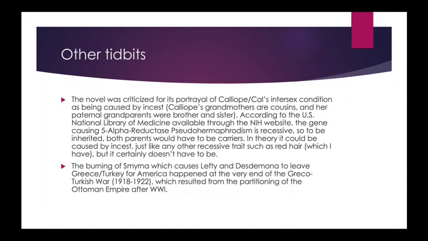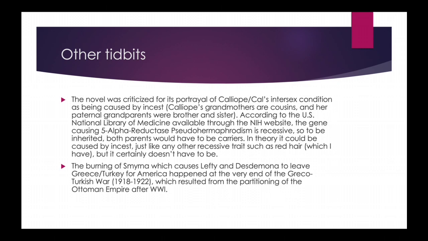Other tidbits, by tidbits I just mean things that I had to research a little bit that maybe you would find interesting to hear about. So this novel was criticized, rightly so, I think, for its portrayal of Calliope/Cal's intersex condition as being caused by incest. As you read, you'll discover that Calliope's grandmothers are cousins, and also her grandparents, Lefty and Desdemona, are brother and sister. So there's this whole interwoven web of incest in the family.